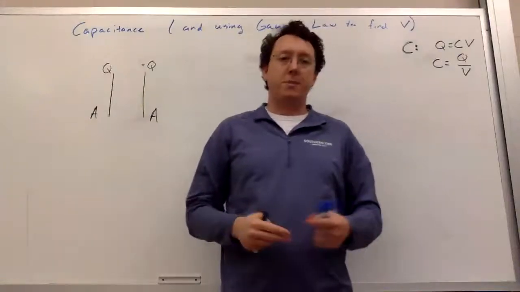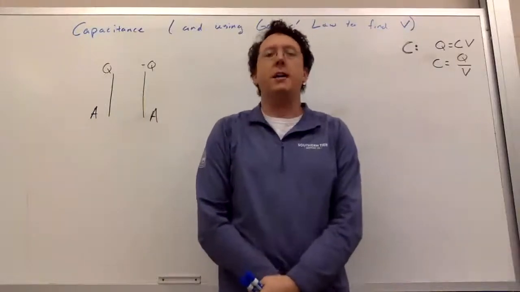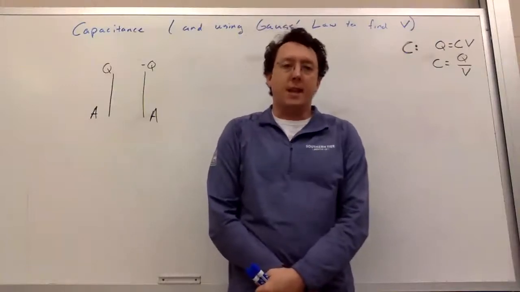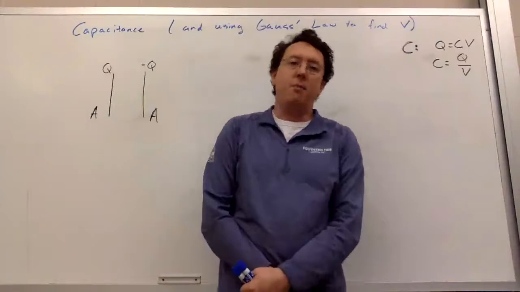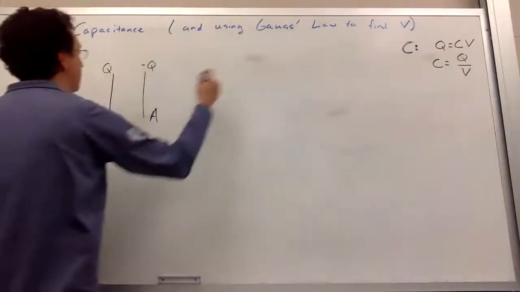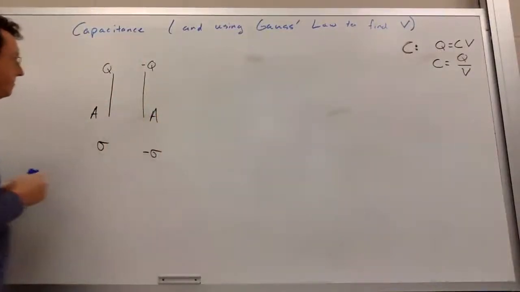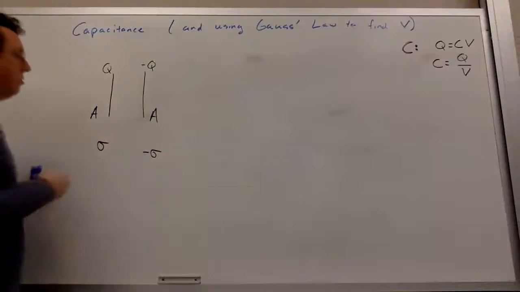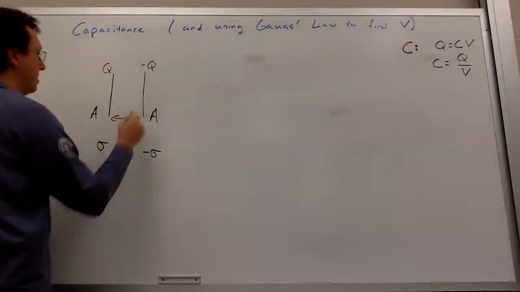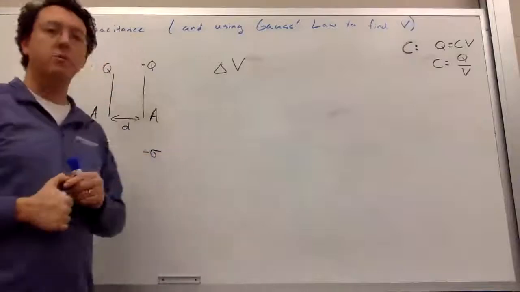Now, for many practical purposes, we can pretend that the areas are almost infinite, and that allows us to make various simplifications. So if that's the case, rather than studying Q and A, we want to write these properties down in terms of sigma. Okay, so let's do that. We're going to have surface density sigma here and minus sigma here. And the goal is to find, if these are separated by a distance d, delta V. All right, so we want delta V.